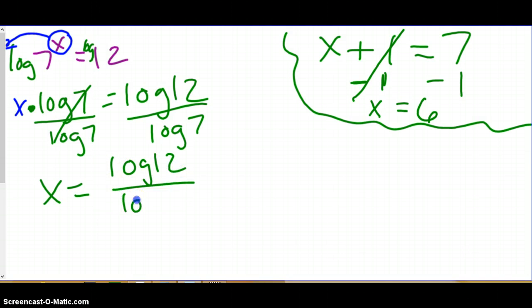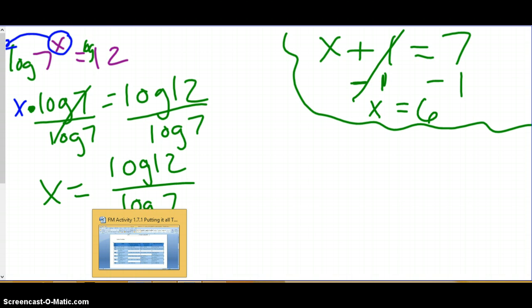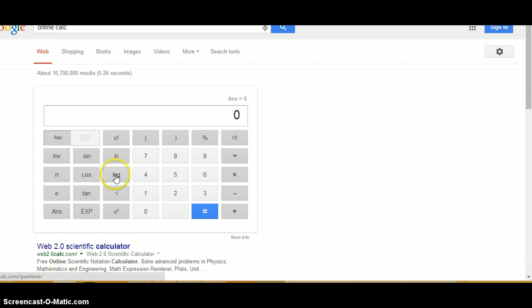And now we have to plug this into a calculator. There is no other way. It must be input into a calculator. So we're going to our calculator. I have an online one I'm going to use. We have log of 12 divided by, I need to do a backspace. I think I'm just going to have to start over. Log of 12, and then we want the divide sign to be outside of the parenthesis, divided by log 7.